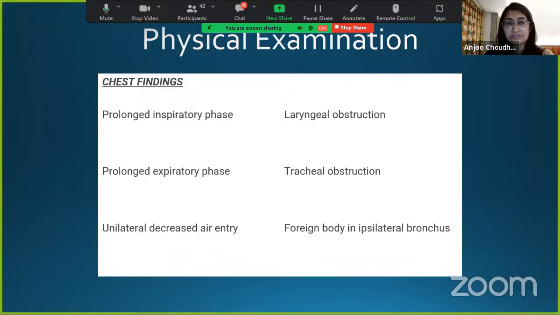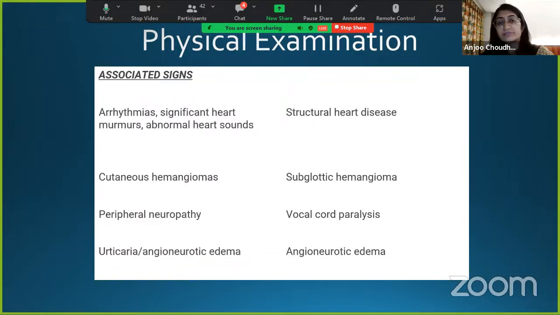Now, certain associated signs like cutaneous hemangiomas are very classical of subglottic hemangiomas. So we have to examine the entire head and neck region of the child. If there are any facial hemangiomas, it points towards a subglottic hemangioma problem. Neuropathies and edemas may point towards respective pathologies.